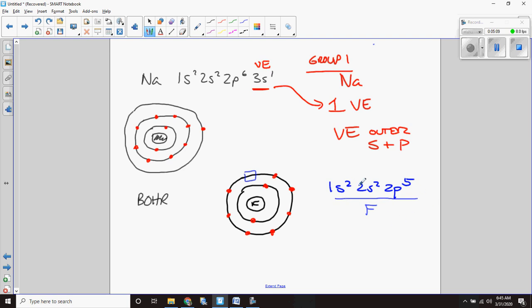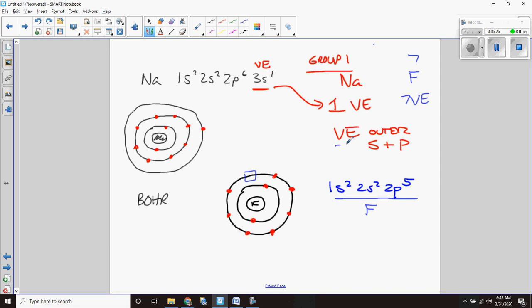Now, where is fluorine on the periodic table? Fluorine is all the way over here. Fluorine is in group 7, so how many valence electrons should fluorine have? Yeah, it should have 7 valence electrons. So where are they? Where are my 7 valence electrons?